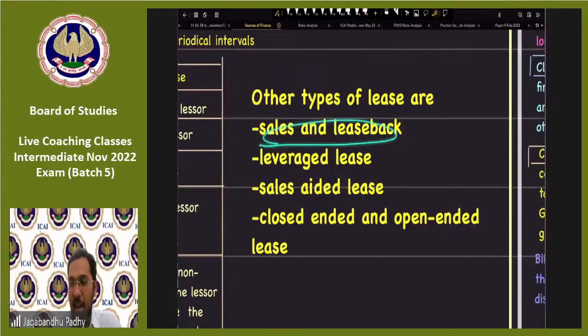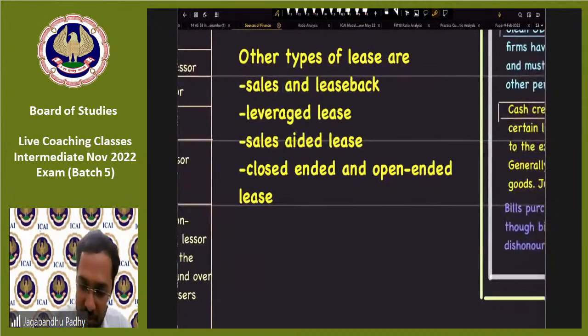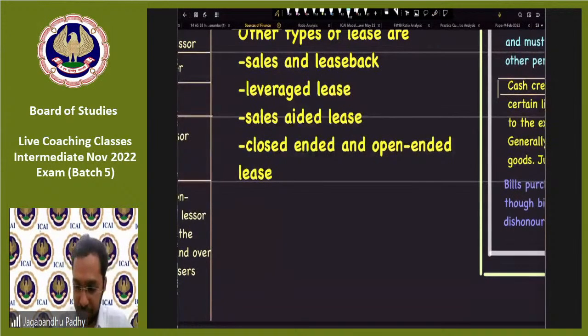Have you heard of this term, sale and lease back? So what happens in this case is, see, there is X Limited, a company that is owning a machine A.